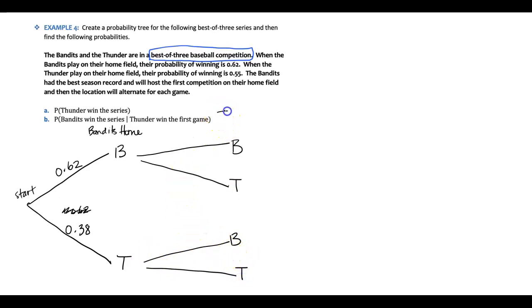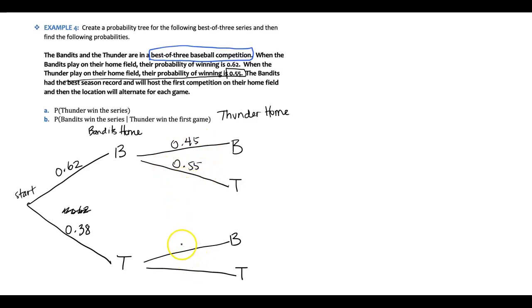And this time the game moves to the Thunder being the home field. Now remember that it says the Thunder playing on their home field, their probability of winning is 0.55. So make sure you look at the Thunder branch of winning is 0.55. Using that same idea that the set of branches has to total 1, 1 minus 0.55 would be 0.45 to make sure that set of branches totals 1.